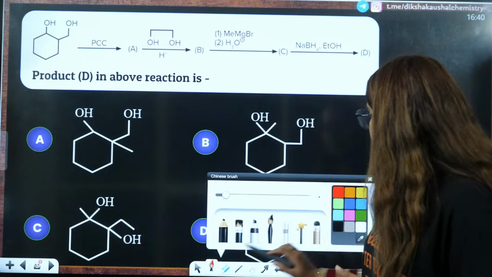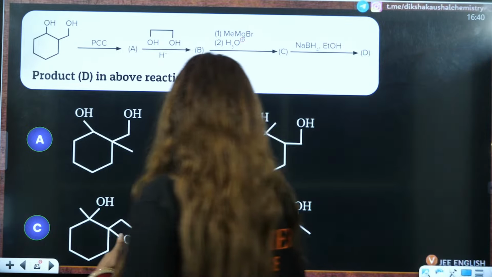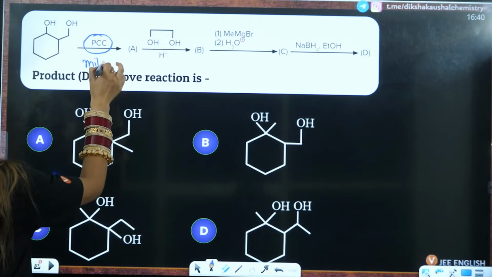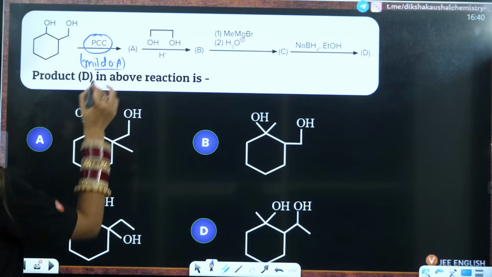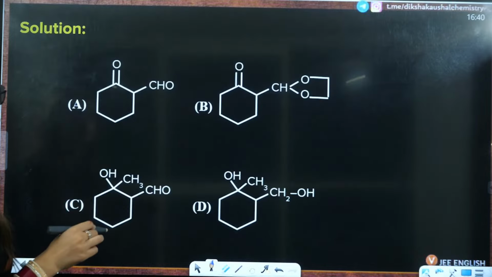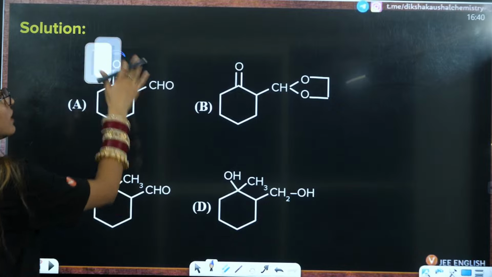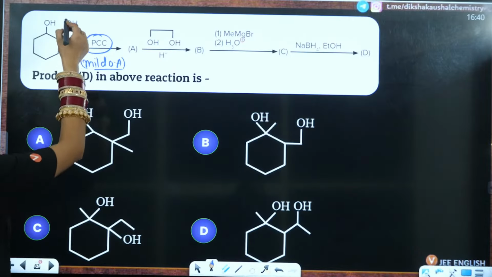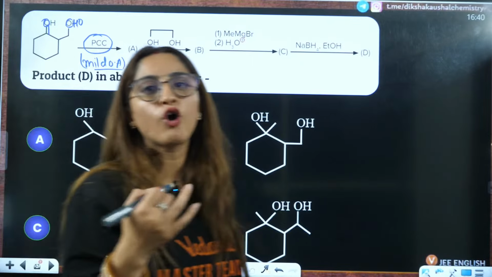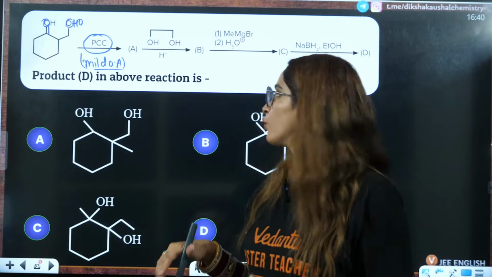Next we have, now this is a very, very interesting question. Okay. So here what we have is, firstly, you have PCC, which is a mild oxidizing agent. Okay, so what it is going to do, it is going to oxidize the OH here. So what it will do, it will oxidize this OH into ketone and this OH into CHO. So that is why here you will have CHO because it is in the terminal. This will be converted to ketone. Mild oxidizing agent converts 1 degree to aldehyde, 2 degree to ketone, right?